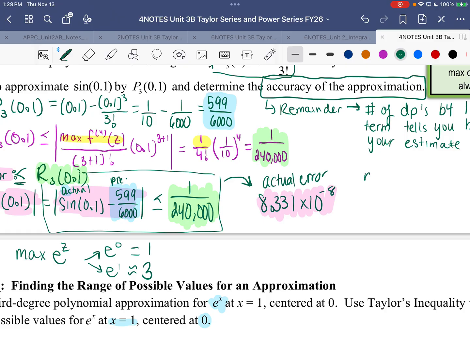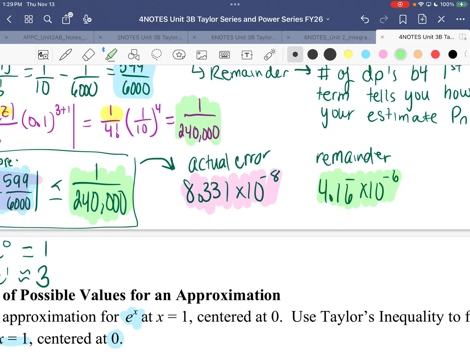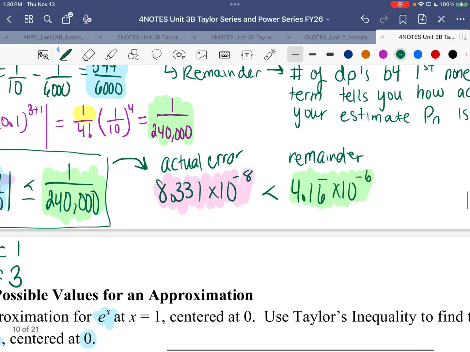And then our remainder we got was 4.16 repeating times 10. Which one's smaller? Look at the scientific notation, the exponents. Which one's smaller, left or right? Left. Even though it has an 8, it is smaller because it has 7 zeros before it gets to the 8. The right one has 5 zeros before it gets to the 4.